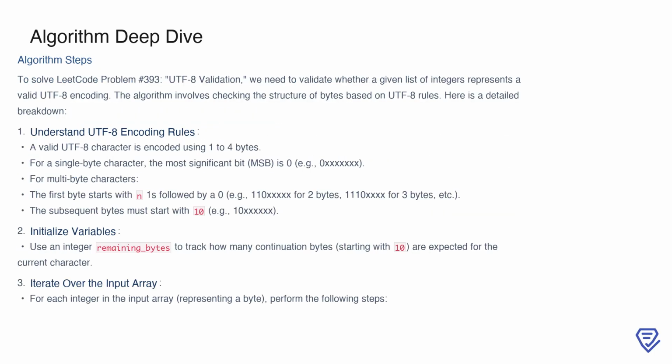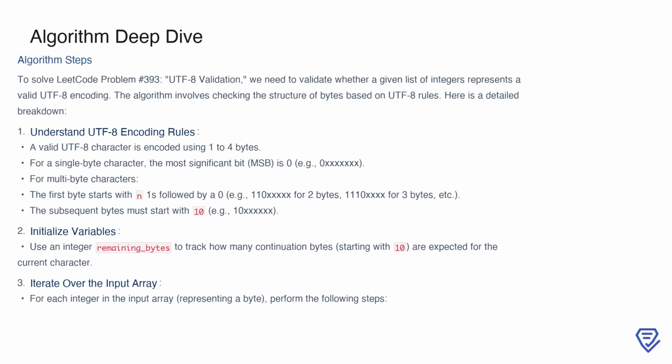To validate a UTF-8 encoding, we start by understanding its structure. A valid UTF-8 character can use between 1 and 4 bytes, each with specific patterns. For single-byte characters, the most significant bit is 0, indicating it's a simple ASCII character. However, for multi-byte characters, the first byte has a special prefix to denote the total number of bytes, such as 110 for a 2-byte character or 1110 for a 3-byte character. After the first byte, the following bytes must always start with 10.